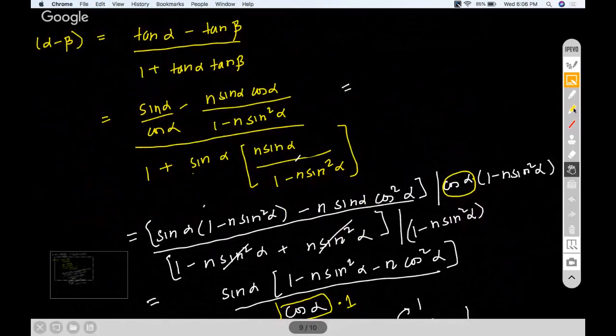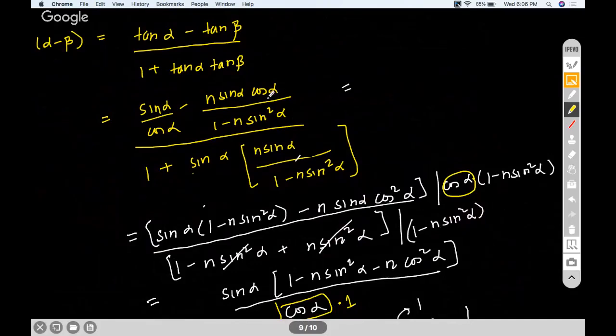So just understand the process. What I did was I converted tan alpha to sin alpha by cos alpha, and tan beta is substituted with whatever was given to me in the question. And then if you simplify, you'll automatically get the answer.